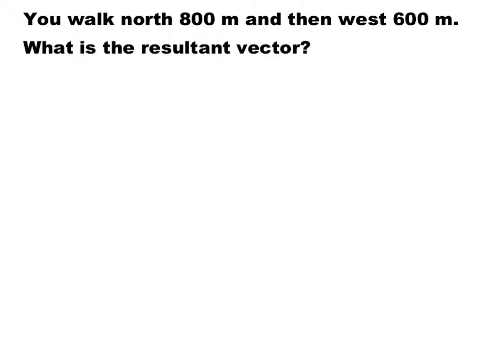The first one, I'm going to draw these two vectors. So I'm going 800 meters north and then 600 meters west. The resultant vector, as you can see, is already head to tail, so the resultant vector is going to be a vector like this one. This is going to be our resultant vector.